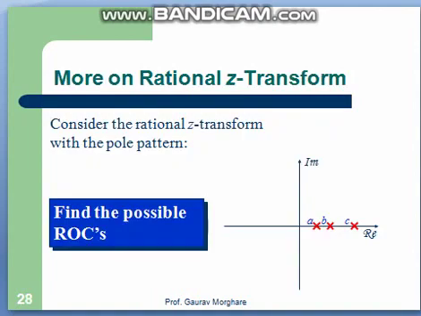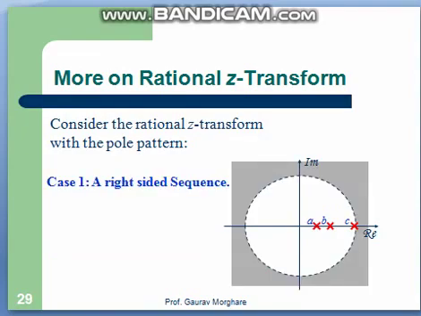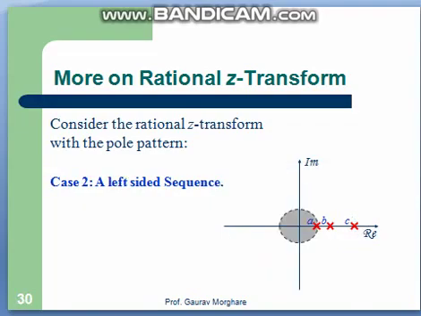A few more rational Z transforms. Here we will see, if we have A, B and C as poles, the ROC will be determined by the maximum value. C has the maximum value, so the ROC is mod of Z greater than C. If the sequence is a left hand side sequence, then the ROC will be mod of Z lesser than A, because for a left hand side sequence the ROC is interior, and it is lesser than the smallest of the three poles. So here it is lesser than A.